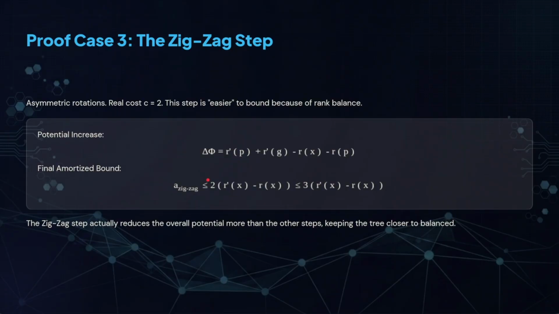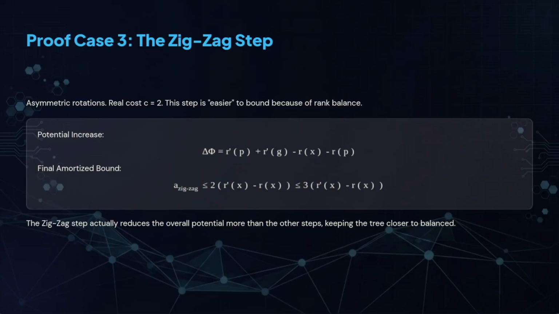The third case is the zigzag step. This happens when x and its parent are on opposite sides. We perform 2 rotations again, but this time in opposite directions, so the real cost c equals 2.